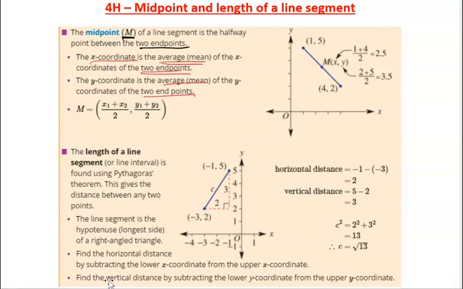The length of a line or segment, or line interval, is found using Pythagoras. So if we've got ourselves a couple of points and a line in between them, we can treat that as the hypotenuse, and then we can use the other information given to us by the graph to figure out what the length of that line is. A squared plus b squared equals c squared.